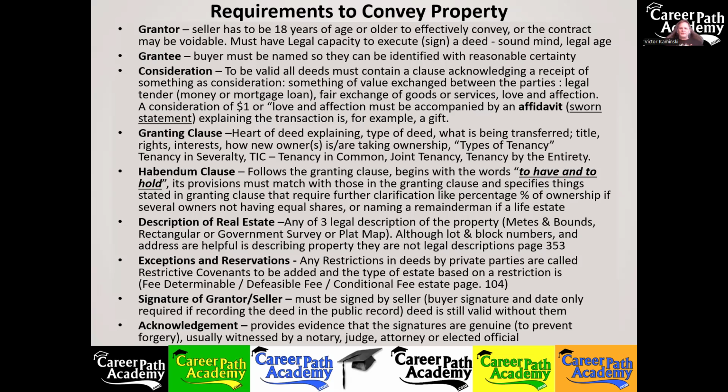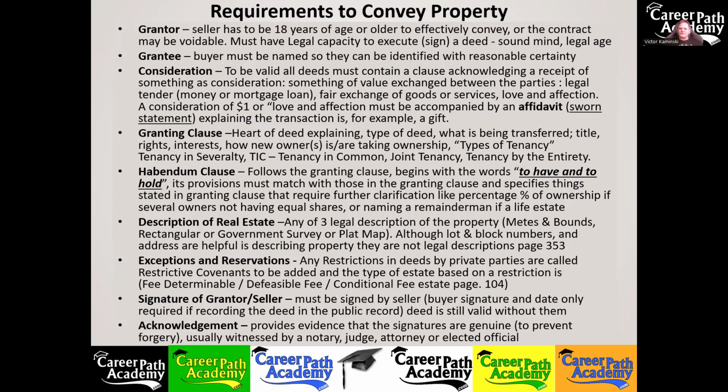The grantee, the buyer, has to be named in the deed so that they can be identified with reasonable certainty. The consideration needs to be stated. What are the parties giving or receiving from each other in the deed that is of value? Just like any contract to be valid, there has to be some form of consideration. Consideration can be legal tender, that's cash or a mortgage loan. A fair exchange of goods or services: I'm going to do this and you're going to give me that. Or love and affection. That needs to be accompanied by a letter stating that it is a gift.